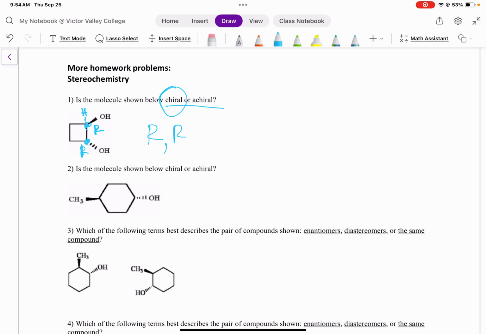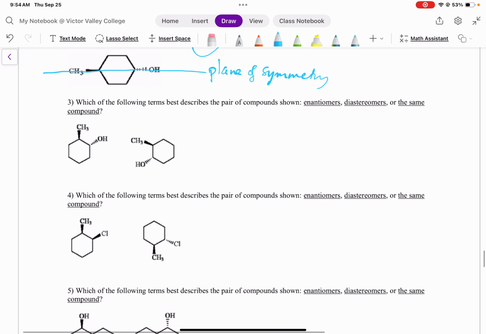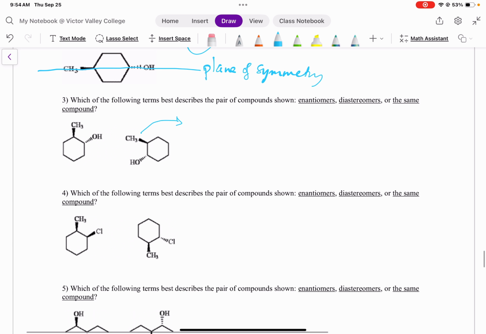Yep. This one is really cool. It's got a plane of symmetry right there. So obviously it's achiral, right? If you turn this just about 90 degrees, it's going to be the same. So these two are the same.